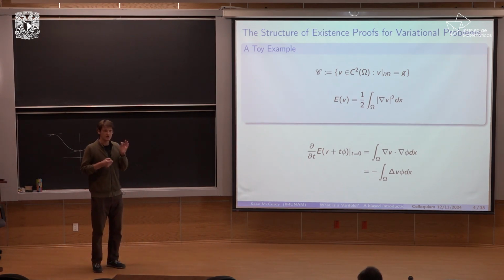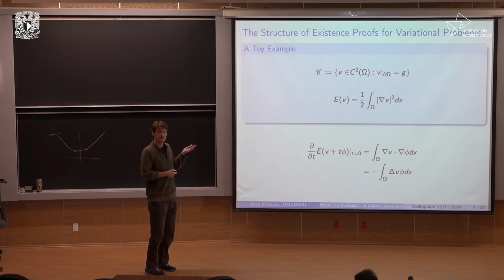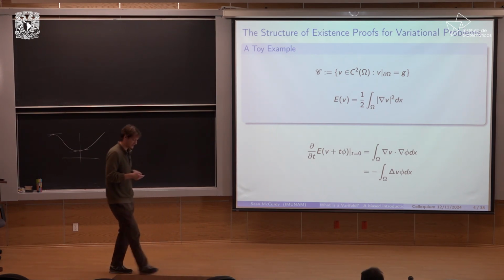But this is a huge if. If we have a solution in this class that is a minimum, how do we go about getting a minimizer? Well, one idea would be to just take a minimizing sequence in this class and hope that it converges to something that should be the minimizer. But you immediately run into the problem that, of course, C2 functions need not converge to another C2 function. Things can go horribly wrong. You need Sobolev spaces, et cetera, et cetera.